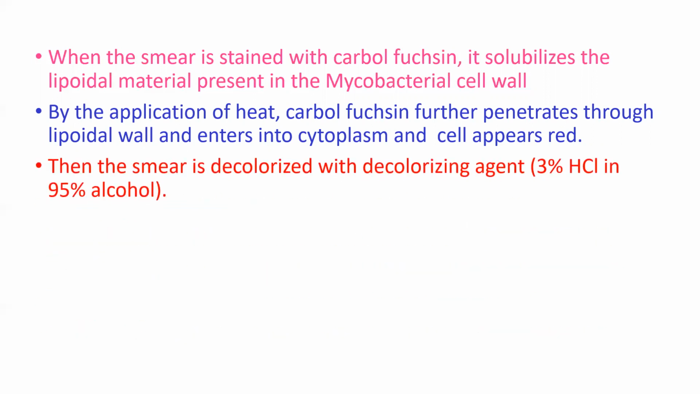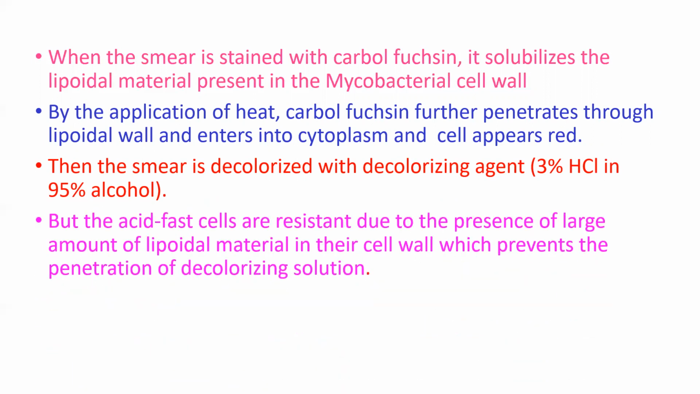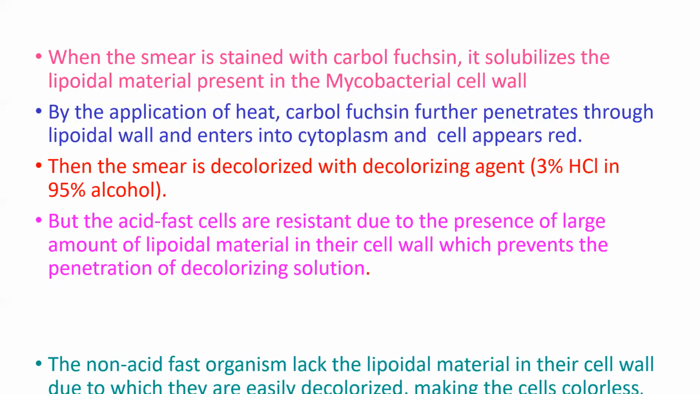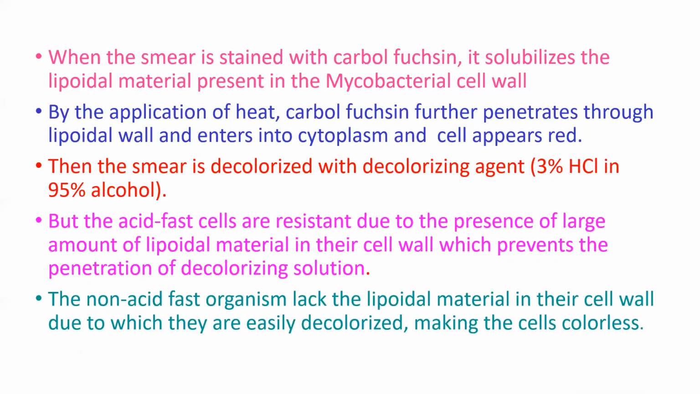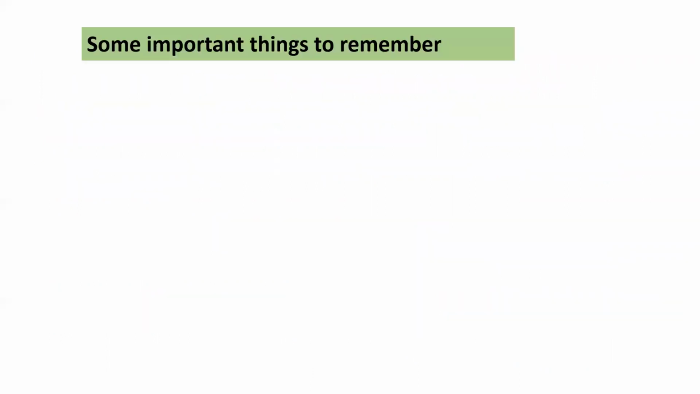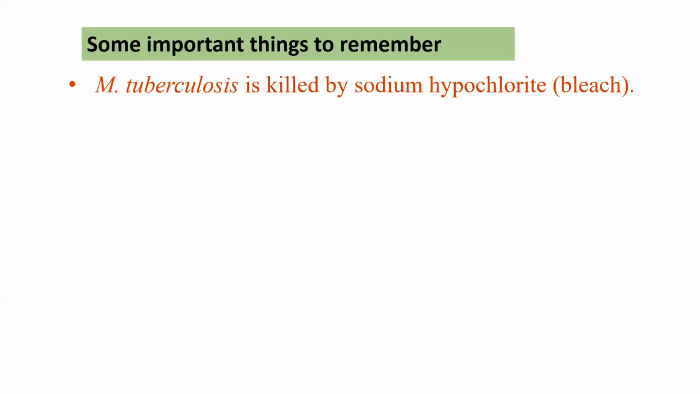Then the smear is decolorized with a decolorizing agent, that is 3% hydrochloric acid in 95% alcohol. But the acid-fast cells are resistant due to the presence of a large amount of lipoidal material in their cell wall, which prevents the penetration of the decolorizing solution. The non-acid-fast organisms lack the lipoidal material in their cell wall, due to which they are easily decolorized, making the cells colorless. Now, some important things to remember.